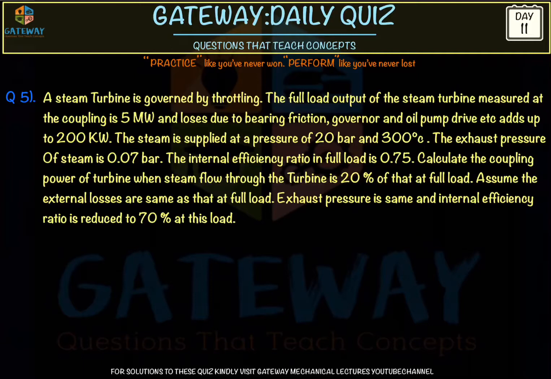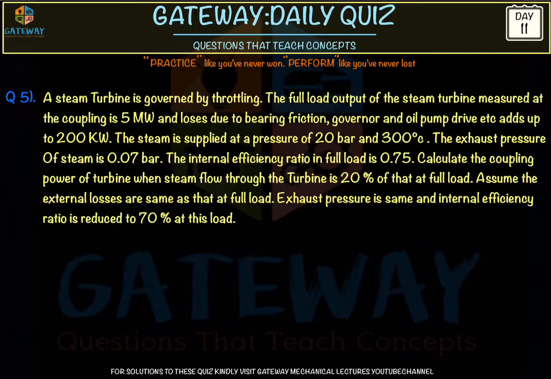Calculate the coupling power of the turbine when the steam flow through the turbine is 20% of the full load. So now the load on the complete steam power plant is reduced to 20%. We need to calculate the coupling power now at 20% load. At 100% load, it was given in the question as 5 megawatt. We need to calculate it at 20% load.